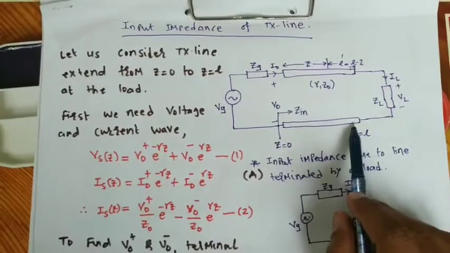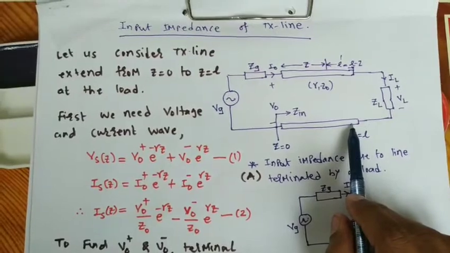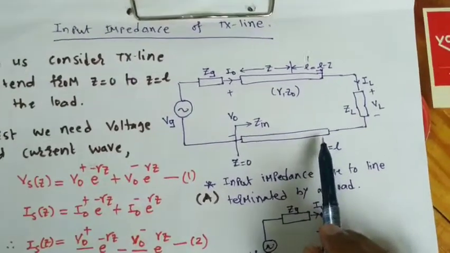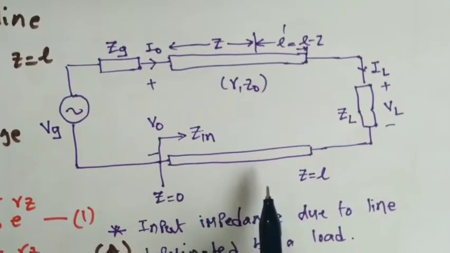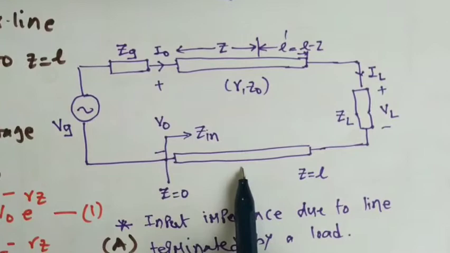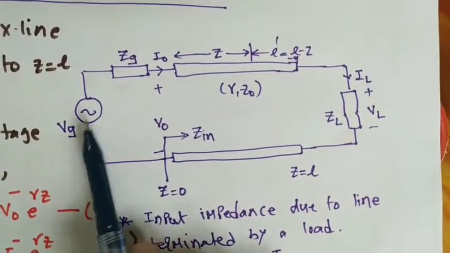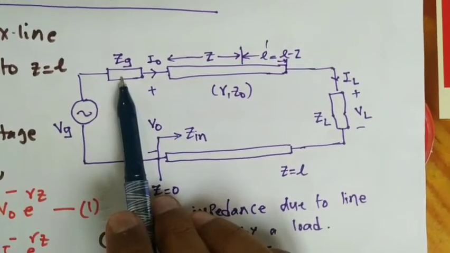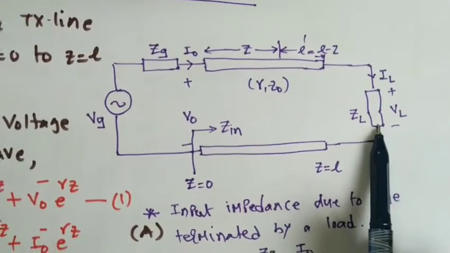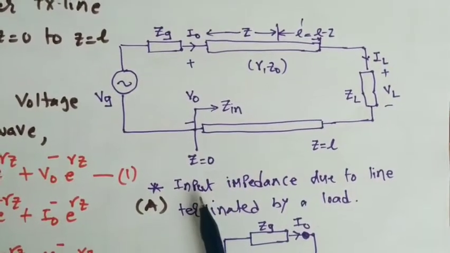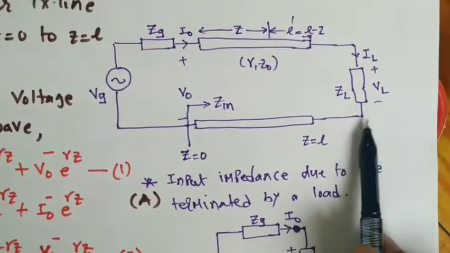For this case, first of all we need the voltage and current wave. Before we start the derivations, let me brief you about this figure. This figure shows that the transmission line is connected with some generator. The generator voltage is Vg, its internal impedance is Zg, and the transmission line is also connected with the load impedance. Hence we are trying to obtain the input impedance of the line terminated by the load.